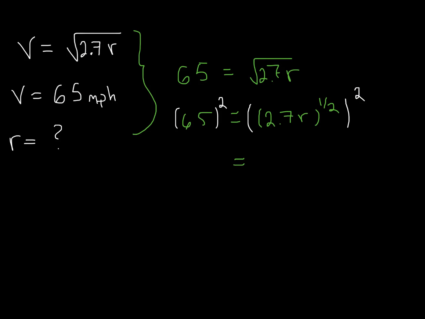And so now I'm in a situation where on the right side of my equation, I'm left with 2.7 times r. And on the left side, I have 4,225. And at this point, very simple. We just divide on both sides by 2.7, and I find that the r value that I was looking for is just a little over 1,564, or to be a little more precise, 1,564.8, and that is, of course, in feet.